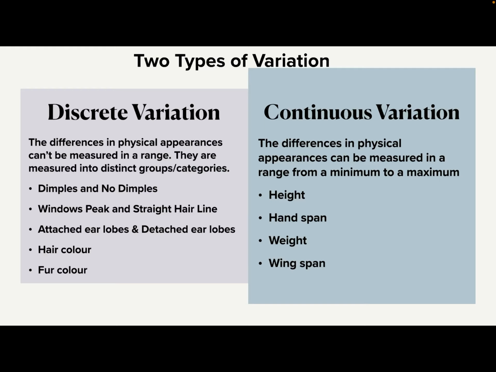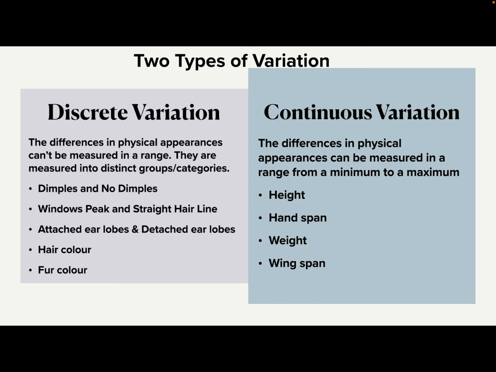Now compare that with continuous variation. Again, continuous variation is differences in physical appearances, but these can all be measured in a range from a minimum to a maximum. So for humans, there's a minimum height of humans, okay? Even with dwarfism, there's a minimum height, and then there's a maximum height. Even with giantism, you can only get so high for the human species, okay? So that's a measurable range.